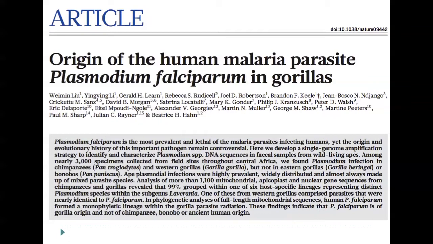And they did a much wider analysis. They looked at over 1,000 different gene sequences from gorillas and chimpanzees, and came to the conclusion that, as it says here, one of these lineages from western gorillas comprised parasites that were nearly identical to P. falciparum. In phylogenetic analysis of full-length mitochondrial sequences, human P. falciparum formed a monophyletic lineage with the gorilla parasite radiation. And so basically they say that's the last word on it. I'm not sure. We'll see. Maybe next year there'll be another paper telling us that we get it from chimpanzees again. But I think probably this is actually correct. But it's been interesting just trying to track this down over the last few years.